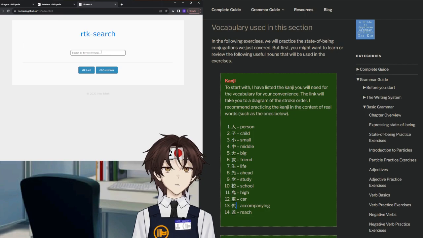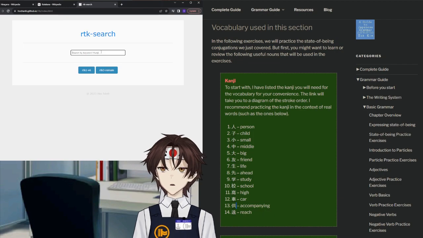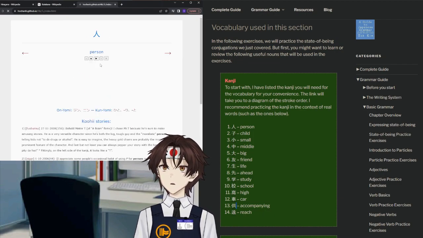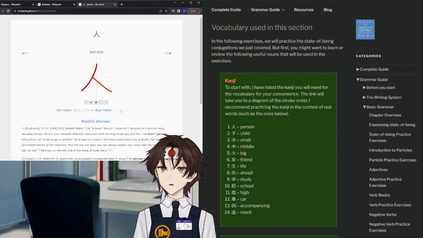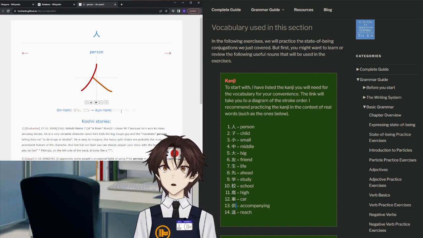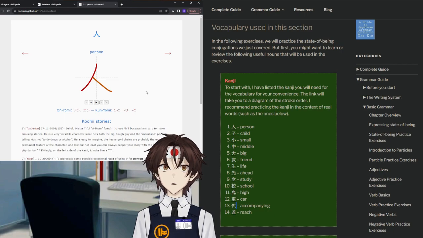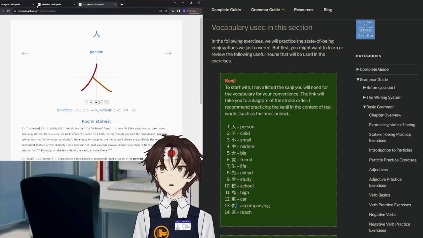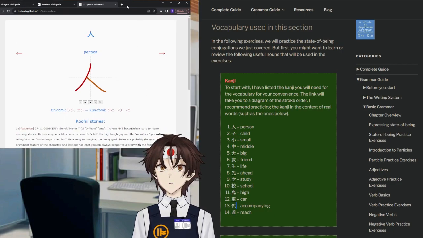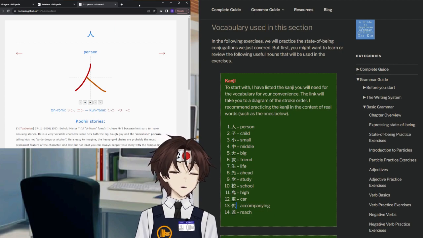So hito, kodomo, all right, person. If I'm just saying it on its own, hito, tonari, so you see why I need to learn the readings. I forgot, I really need to work on that.